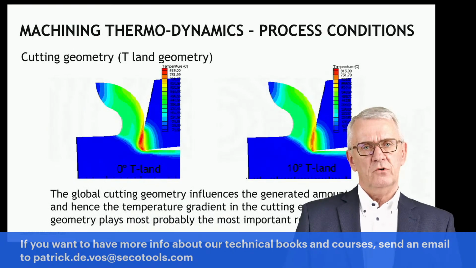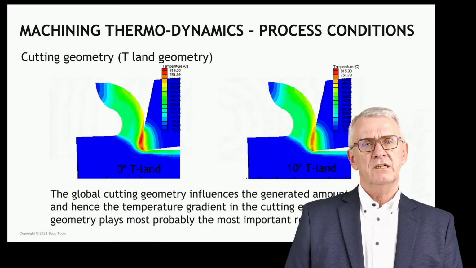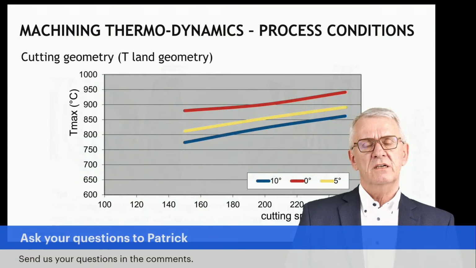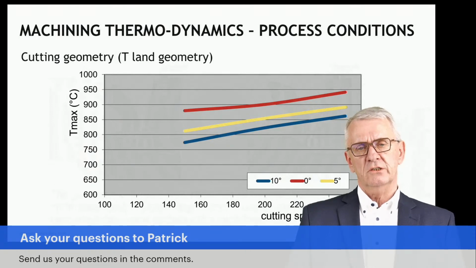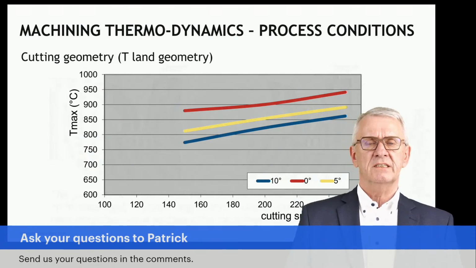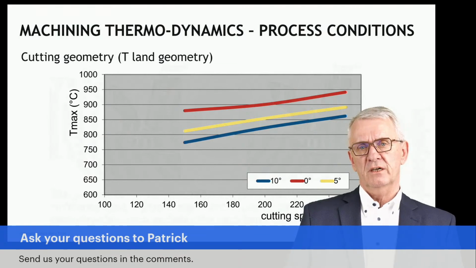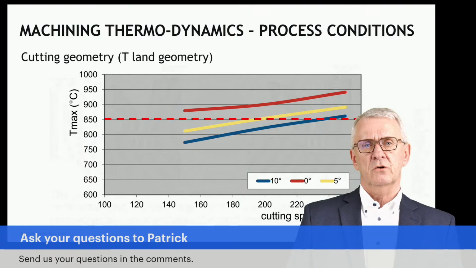Geometries play an important role. Here you see the example of a T-land geometry. The picture here is the more positive a cutting tool is, the smoother it cuts. And smooth cutting means that the heat which develops is lower, and if the heat which develops is lower, the cutting temperatures are also lower.